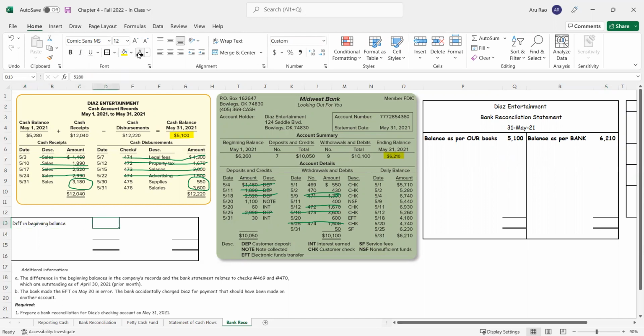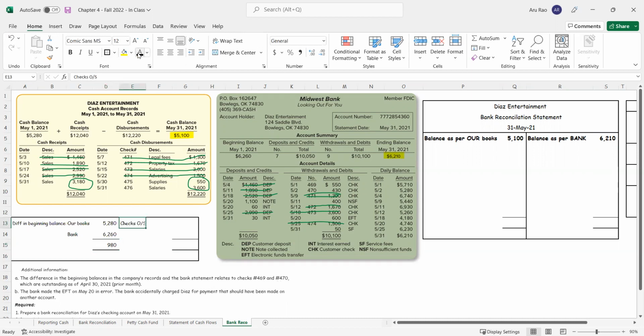What do I have over here? I have 5280. The bank says I had 6260. And if you look at the difference between these two numbers, I started the month with a difference of 980. And they're telling us those were these two checks, 469 and 470.